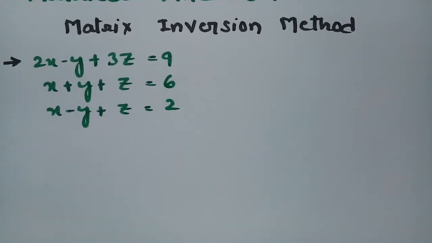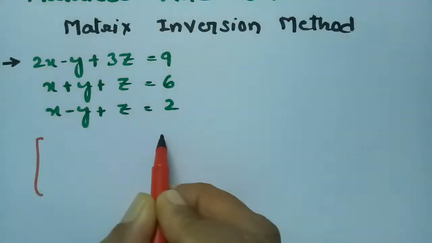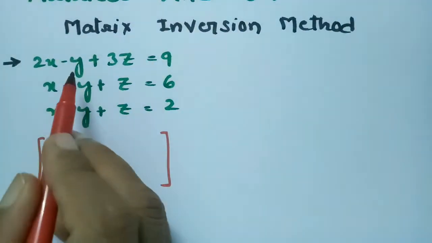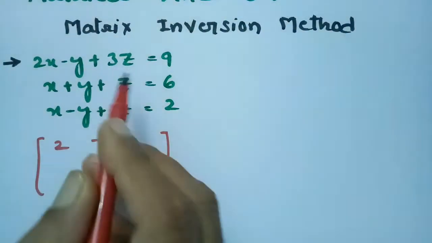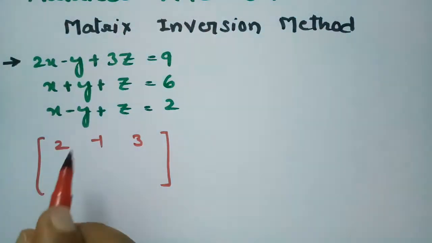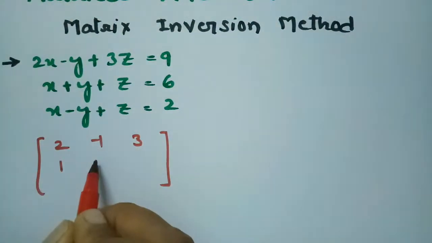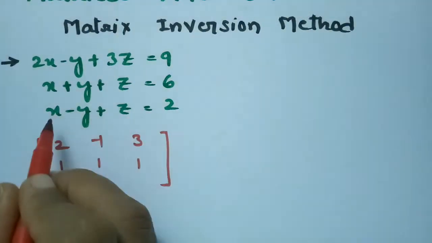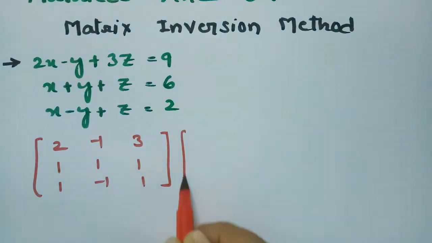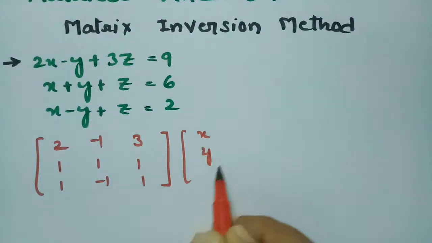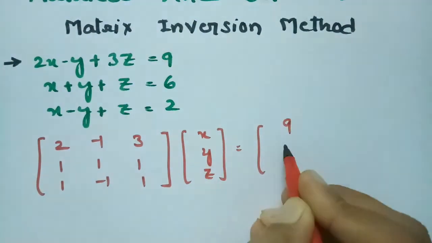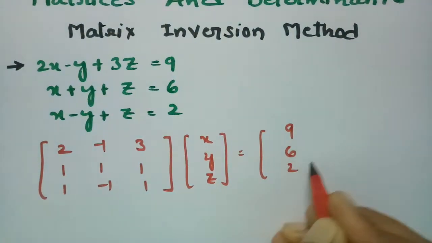First of all, I am going to write this in the form of matrix notation. The coefficient of x is 2, the coefficient of y is minus 1, and the coefficient of z is 3. Here the coefficient of x is 1, the coefficient of y is 1, and the coefficient of z is 1. The coefficient of x is 1, this is minus 1, and this is 1, and here is the column matrix x y z is equal to 9 6 2.